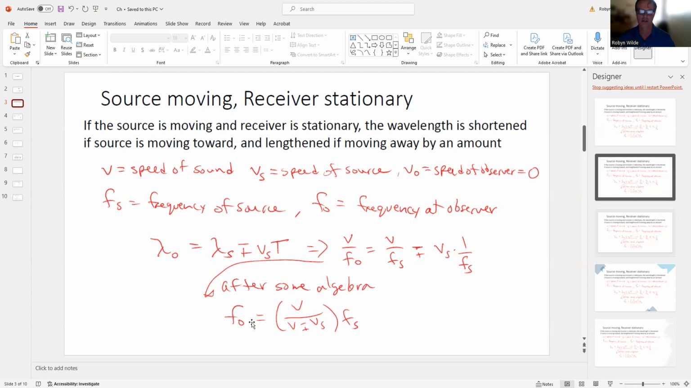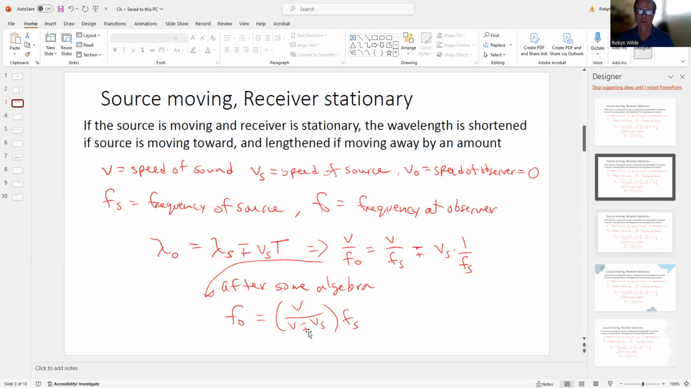we get this equation. The frequency of the observer is the speed of sound over the speed of sound minus or plus the speed of the source, times the source frequency. Now, when do you use the minus sign? Well, when the source is moving toward the observer, because that's going to shift the frequency up. The minus sign in the bottom makes the denominator smaller, so the frequency does go up. You'd use the plus sign when the source is moving away from the observer.